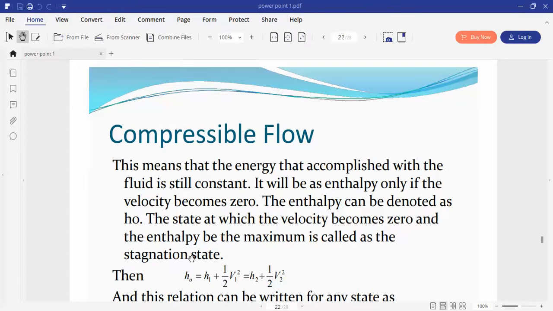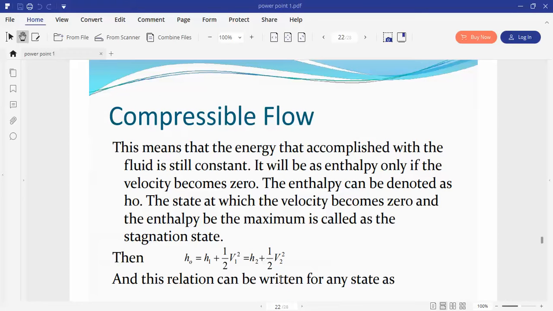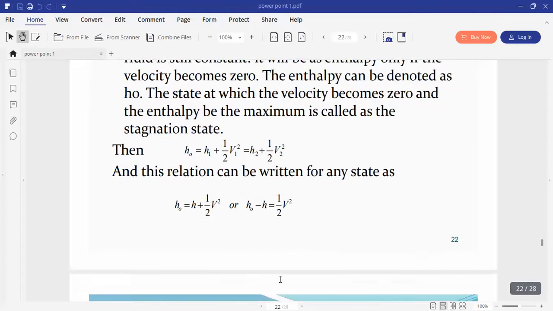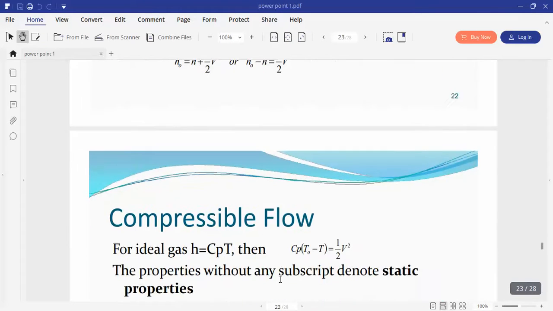At the stagnation state, velocity equals zero and h equals h naught, which is equal to h1 plus half v1 square or h2 plus half v2 square. And this relation can be rewritten for any state as h naught equals h plus half v square, or h naught minus h equals half v square. For ideal gas, h equals CpT and Cp into T naught minus T equals half v square.